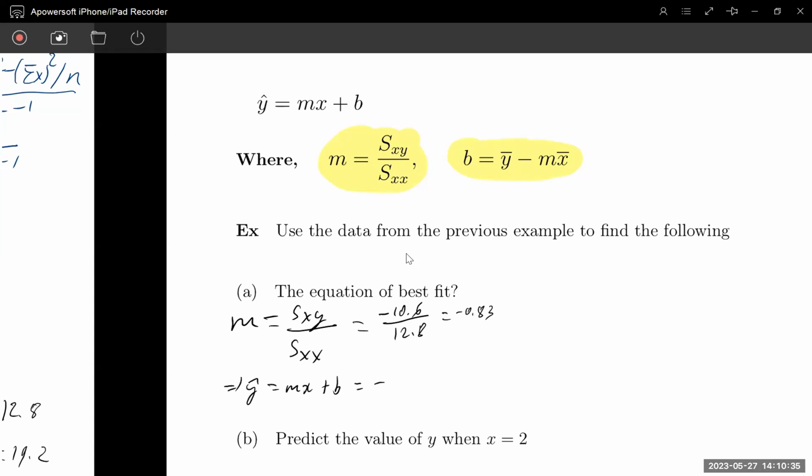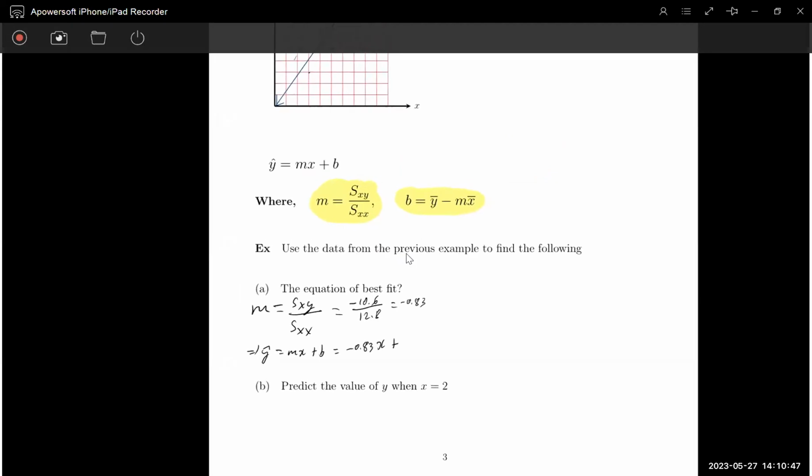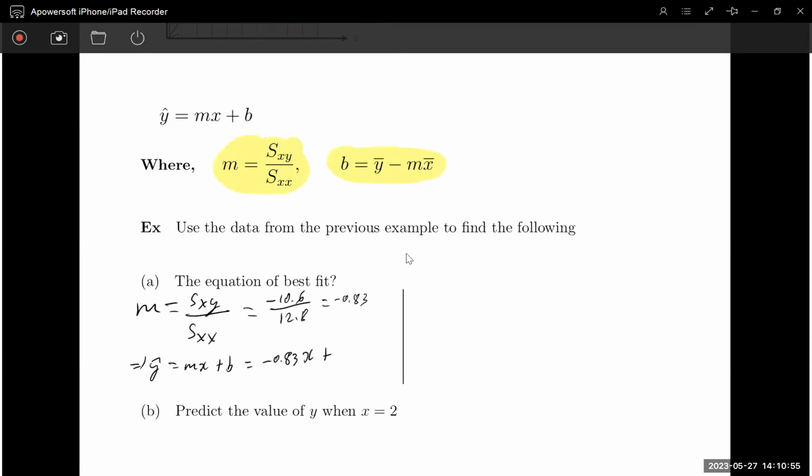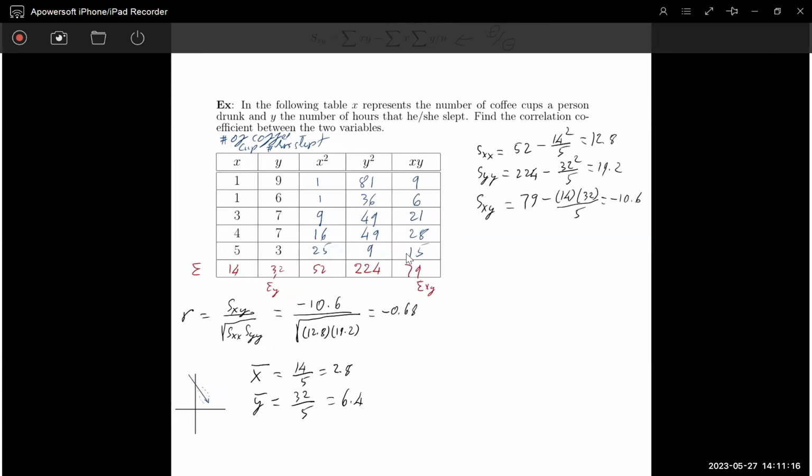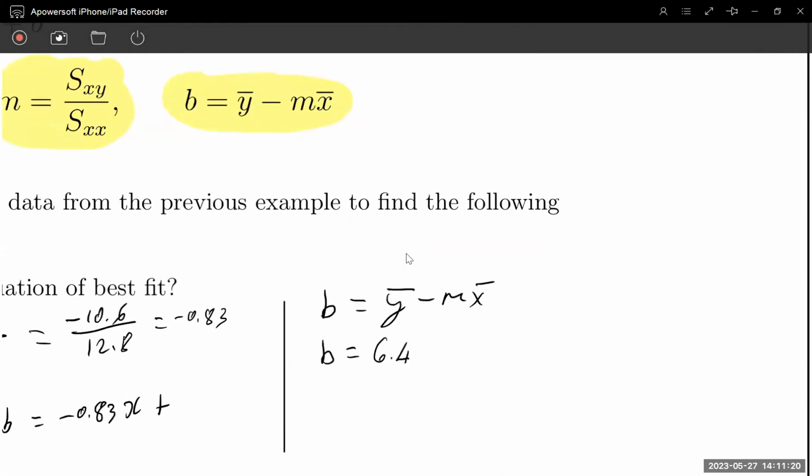Therefore, y hat equals mx plus b, so we have minus 0.83x plus b. So we need the b. b equals y bar minus m x bar. Y bar we have already, 6.4, because we use the previous one. So y bar 6.4 and x bar 2.8. Minus minus 0.83 times 2.8. After we do all the calculation, this b equals 8.7.